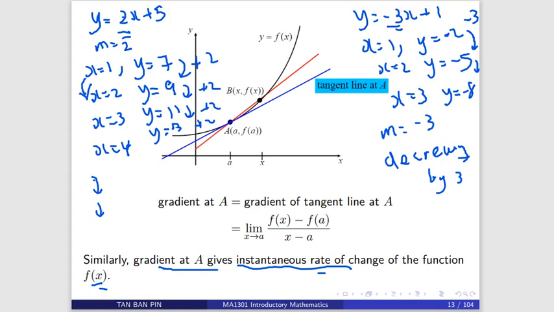Similarly, when you talk about the derivative, f prime of a will give you the instantaneous rate of change of the function at the point a. For a curve, the instantaneous rate of change will be different at different points of the curve. For a straight line, because it has constant gradient, it has constant rate of change. So the gradient of the tangent line at the point A you're looking at gives you the instantaneous rate of change.